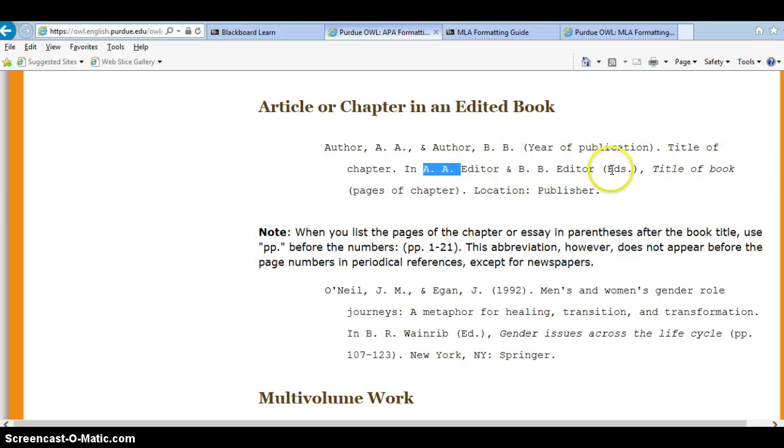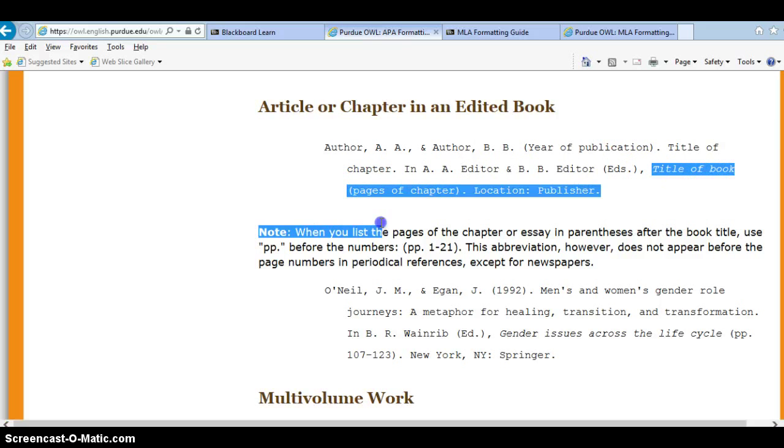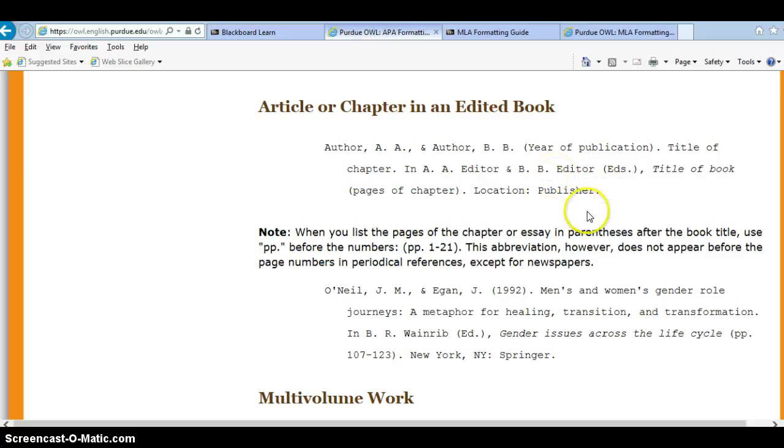And then you put in parentheses, Ed., period. You put the title of the book in italics. You put the pages of the chapter, and then location and publisher. And so, note how the title, unlike MLA, is not in quotes, and whatever happens, it's punctuated as a sentence.